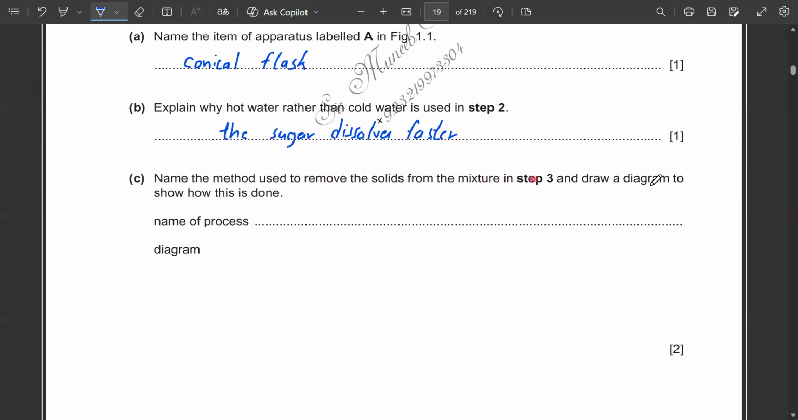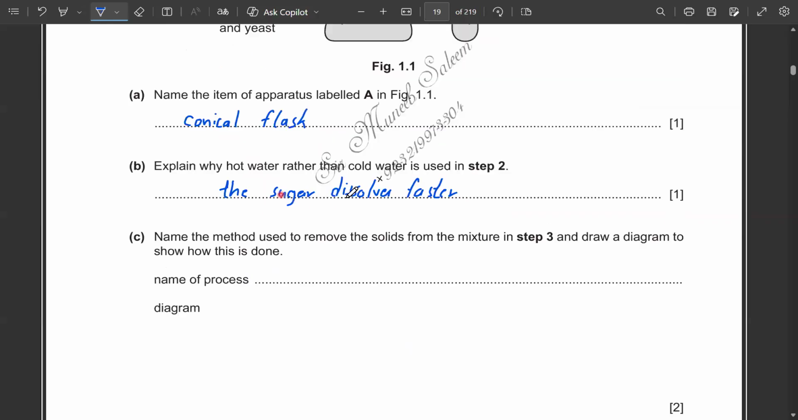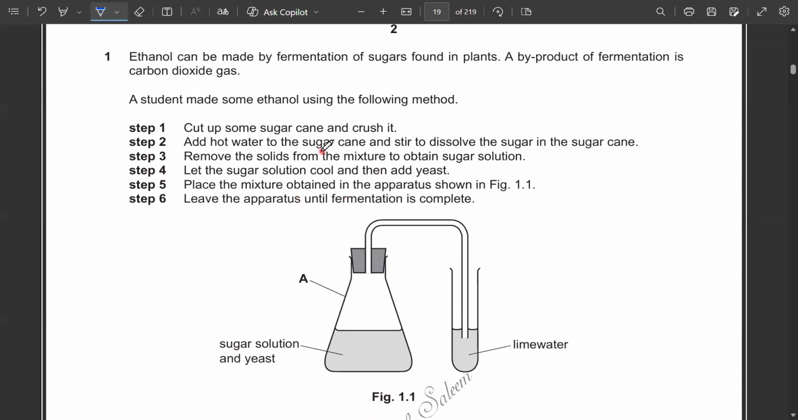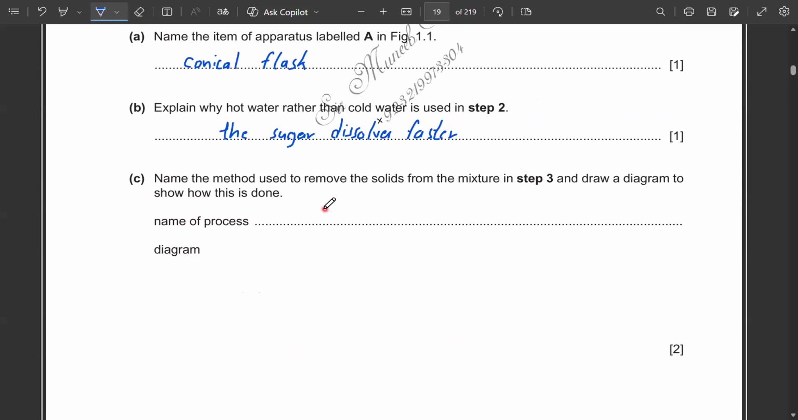Then part C says, name the method used to remove the solids from the mixture in step 3 and draw a diagram to show how this is done. So in step 3, we have to remove the solid from the mixture, and the mixture is basically in the liquid form. The only way we can remove solid and liquid from each other is through the filtration method. So we write filtration under this question. Filtration is the process name, and for the diagram, if you remember, we need a conical funnel for this purpose.